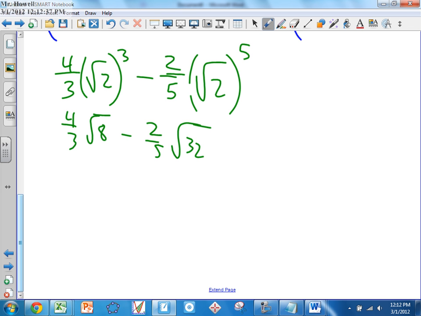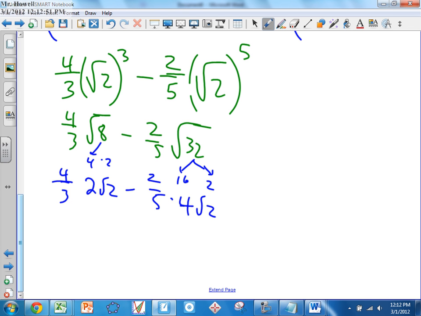But again, if you want to, you can break this into 2 root 2, because this is really 4 times 2. You can break this into 16 times 2, which makes that 4 radical 2. Again, we did this all in algebra 2. It's got to be memorized, I guess is the word.